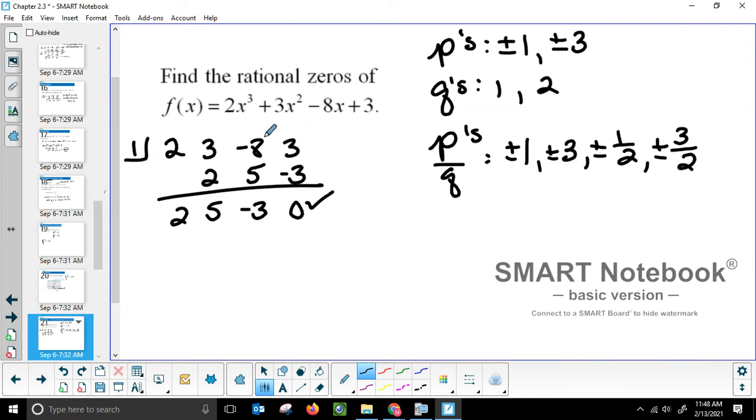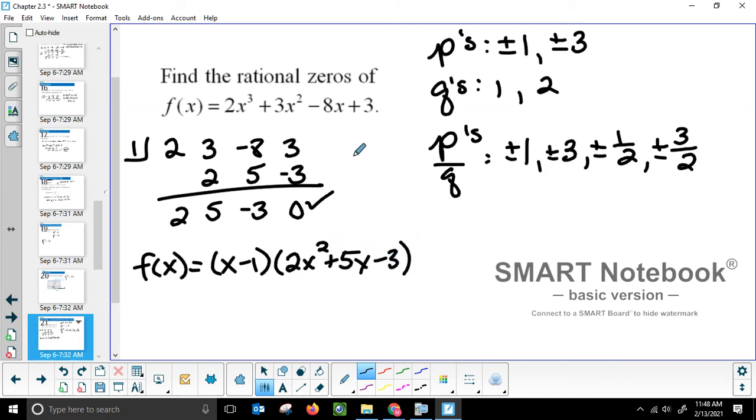Now, since this was a cubic, I know that f of x is now equal to x minus 1 times 2x squared plus 5x minus 3. You could have just kept testing these using synthetic division, but once you get down to a quadratic, you can really just factor.